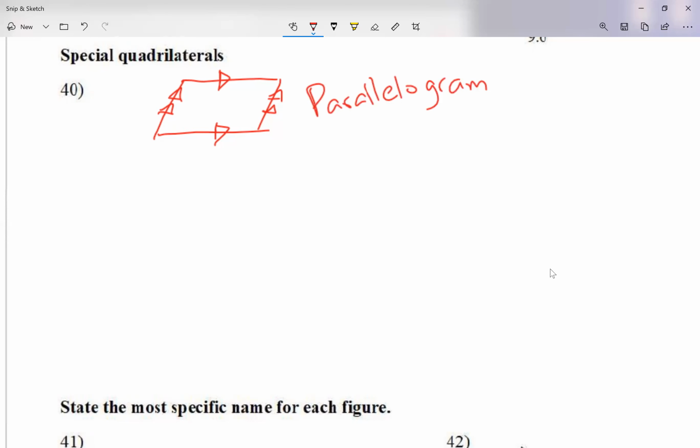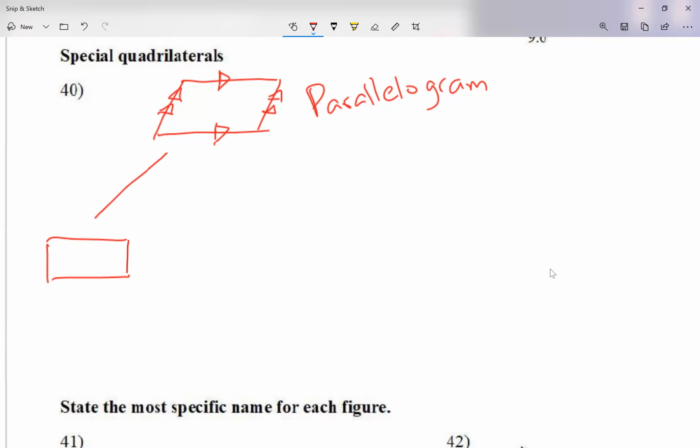Top and bottom are parallel, left and right are parallel. Now, parallelograms, there are other parallelograms that are a little bit more specific. So I'm going to show you a few figures that are also parallelograms. So let's talk about a parallelogram. Let's just say top and bottom are parallel, the sides are parallel.